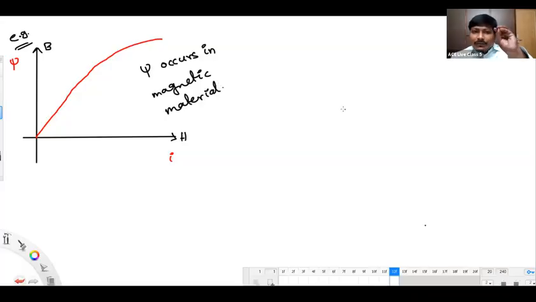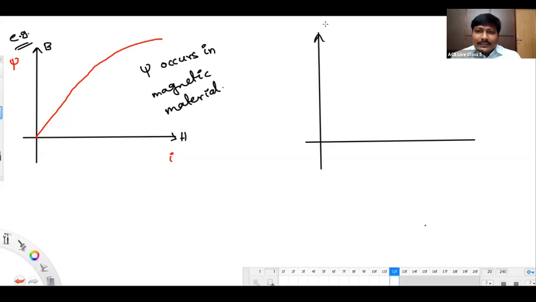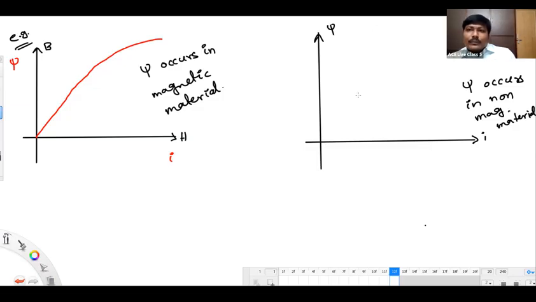For example, if the flux linkages are occurring in non-magnetic materials, you don't expect any saturation. You will get a straight line. So let me show. This is the current axis, and this is the psi, flux linkages axis. And if psi occurs in non-magnetic material, you'll get simply a straight line, maybe like this.